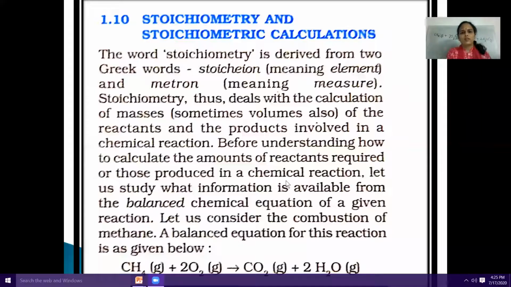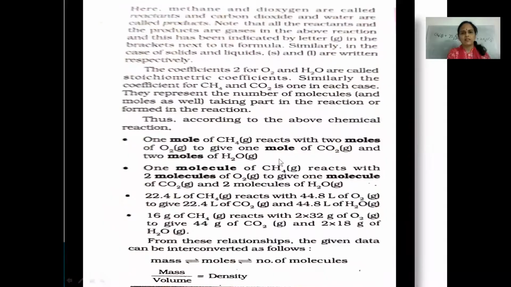So we'll see the next slide. Here, as I told you, 1 mole of methane reacts with 2 moles of oxygen to give 1 mole of carbon dioxide and 2 moles of water. In terms of moles, we read this chemical equation. Similarly, in terms of molecules, 1 molecule of methane reacts with 2 molecules of oxygen to give 1 molecule of carbon dioxide and 2 molecules of water. 22.4 liters of methane reacts with 44.8 liters of oxygen in its gaseous state to give 22.4 liters of carbon dioxide and 44.8 liters of water.